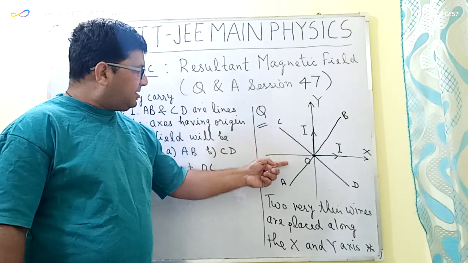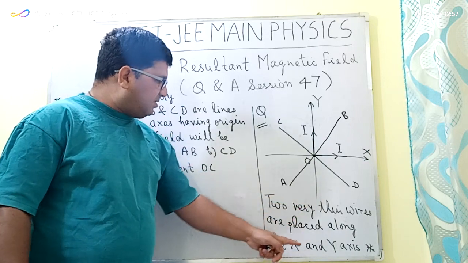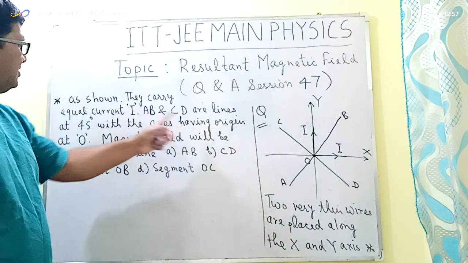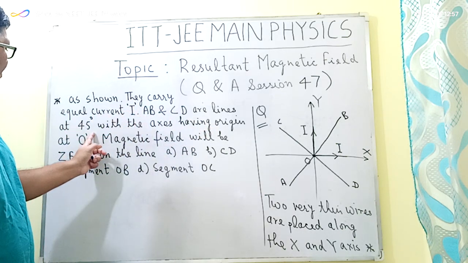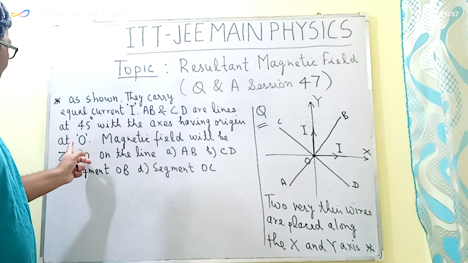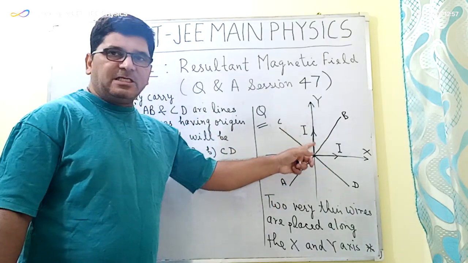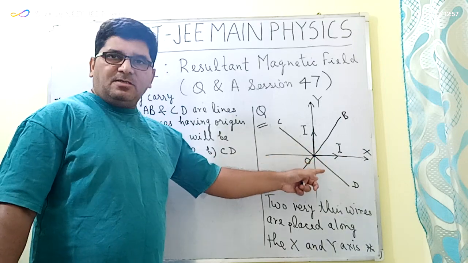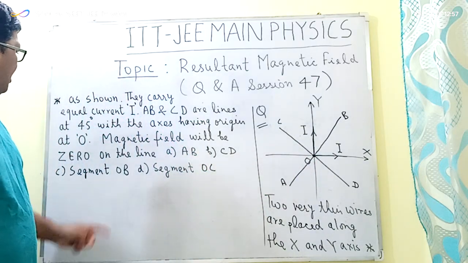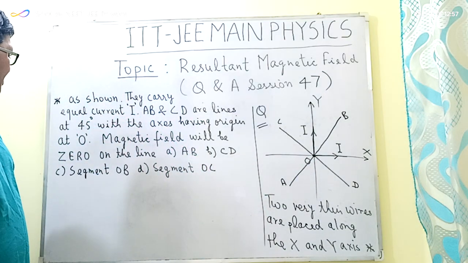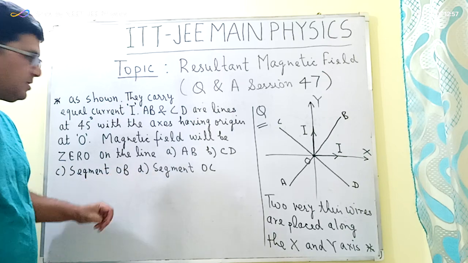So the question here is, two very thin wires are placed along the x and the y axis as shown in this figure. They carry equal current I. AB and CD are the lines at 45 degree with the axis having origin at O. So AB and CD are the two lines which are inclined at 45 degree with this x and y axis having the origin at O. So the magnetic field will be zero on the line. So we have to find the correct option from these four options.